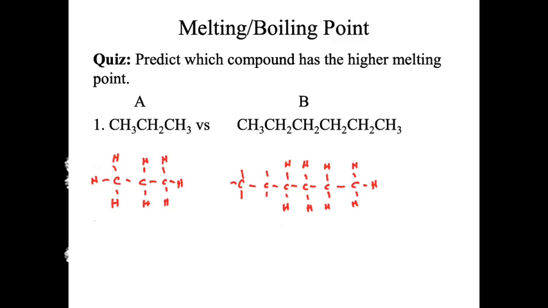Let's take a look at A. There's a potential interaction. There's another one. There's another one. Let's take a look at B. There's one. There's one. There's one. There's one. There's one. There's one. Okay. The force for any individual is identical. But because there's a larger amount, it changes it.